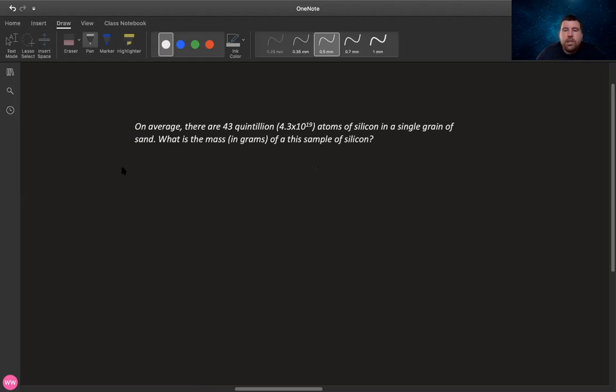So we're actually going the other way now. We're starting at particles and moving our way towards grams. So we're going to start with the amount of particles we have, the amount of atoms, 4.3 times 10 to the 19th atoms of Si.